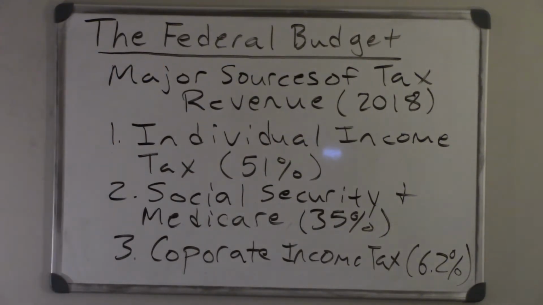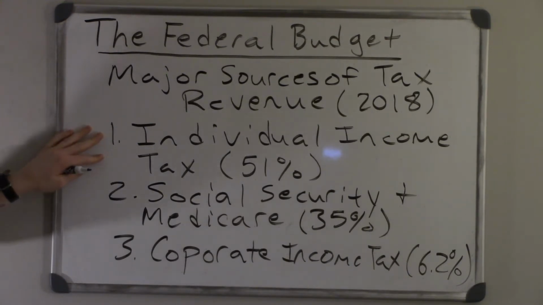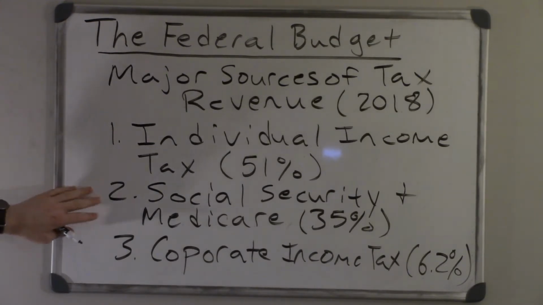All right, so keen-eyed observers will notice that this doesn't quite add up to 100%. There are some other types of taxes that are in there. They're just not the major sources of tax revenue, I should say. But these are the three that we are going to focus on. We're going to spend most of our time on individual income tax. That's what we're going to do next. And then for the Social Security and Medicare and the corporate income tax, we're going to spend a considerably smaller amount of time on those.